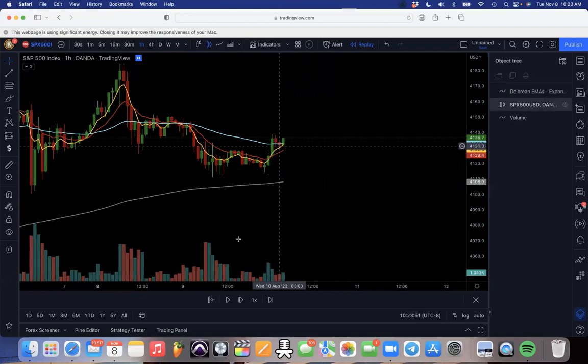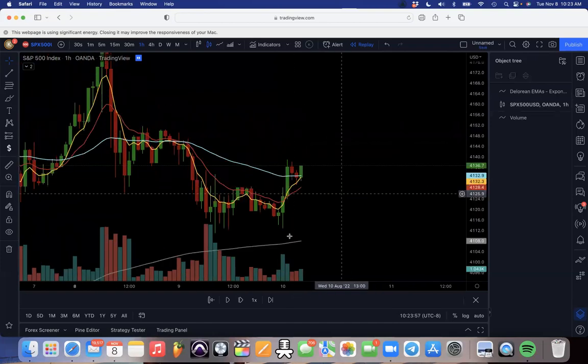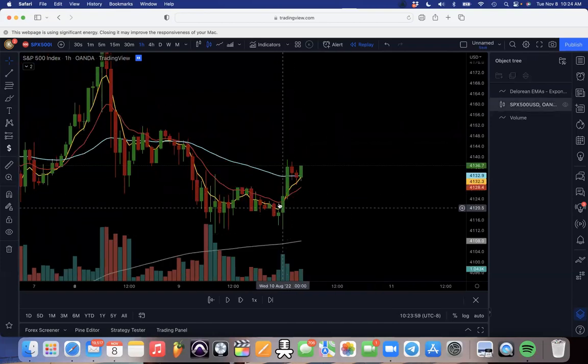Now, if the 200 was a lot further down, I'm very, very comfortable putting my stop under the shift, the last shift.